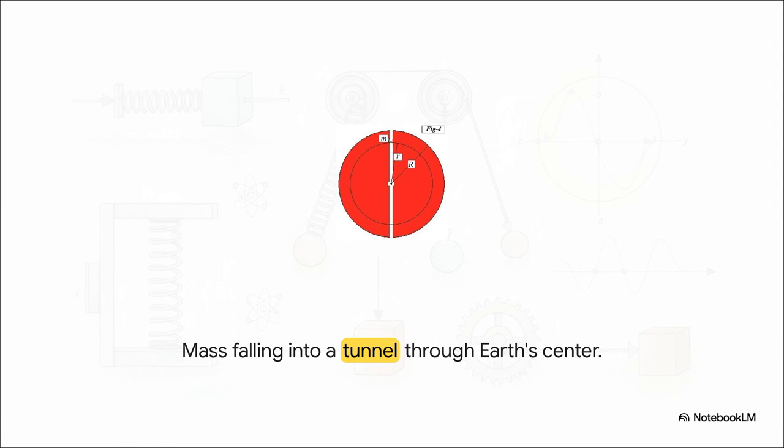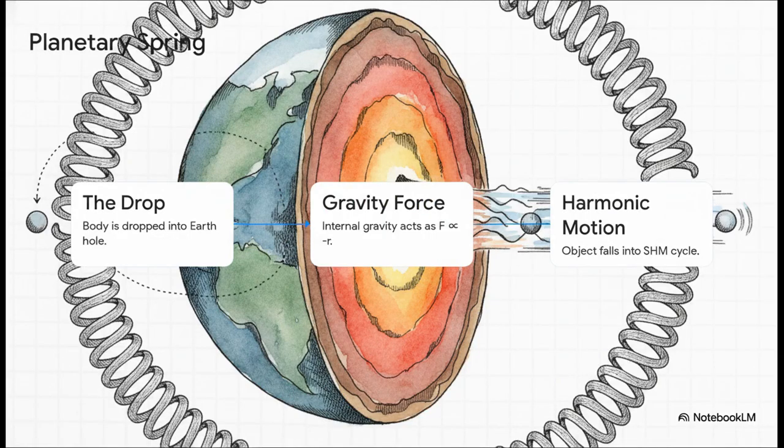As it plunges deeper, the gravity pulling it inward acts exactly like the restoring force of our stretched spring. It pulls harder and harder the further away the object is from the center, always trying to yank it back to the middle. And this brilliantly illustrates the exact same math we just learned. It perfectly mirrors our tabletop spring. Step 1, the body drops. Step 2, internal gravity acts as our proportional restoring force. Force is proportional to negative r, the distance from the center.